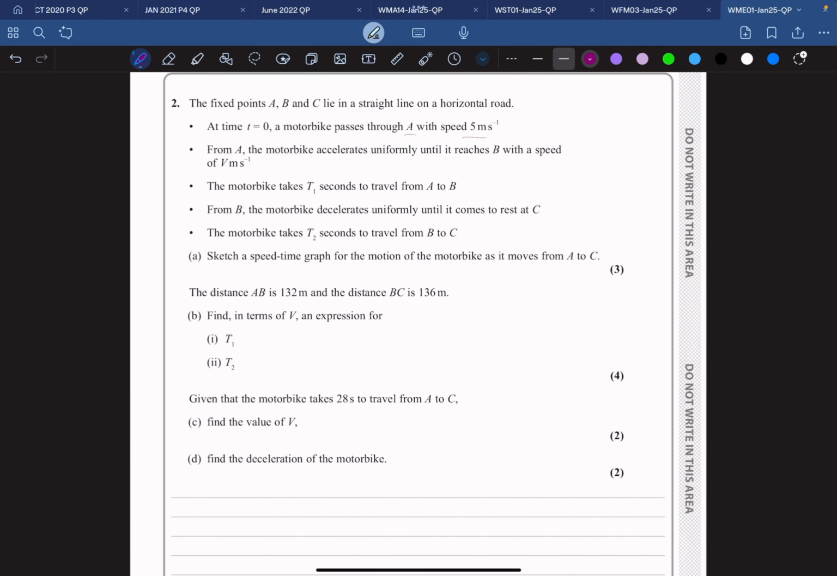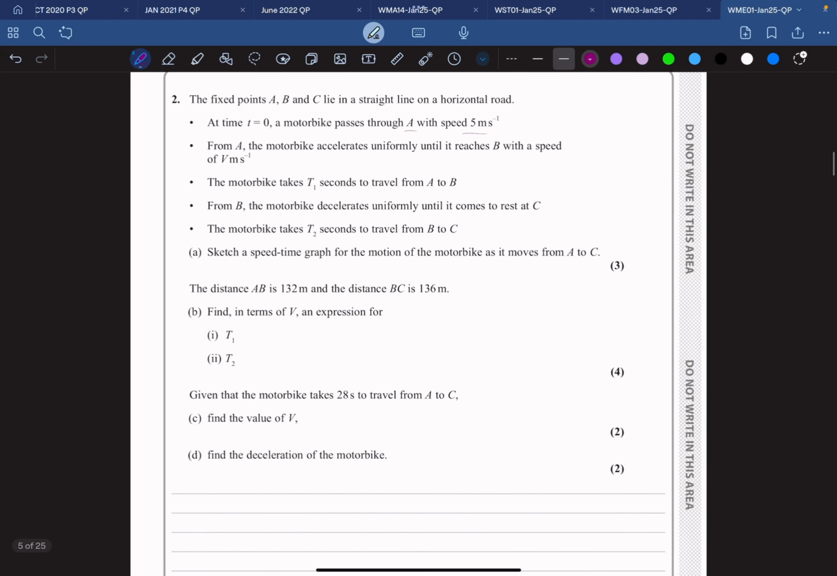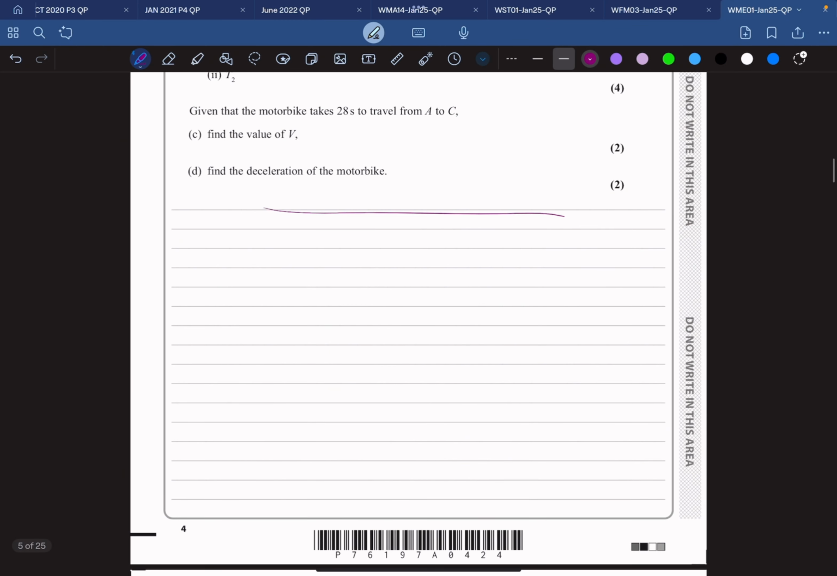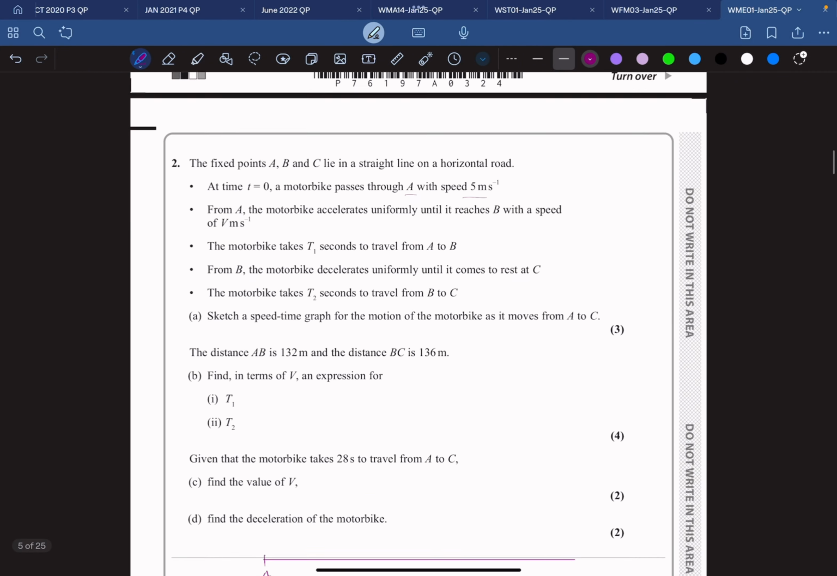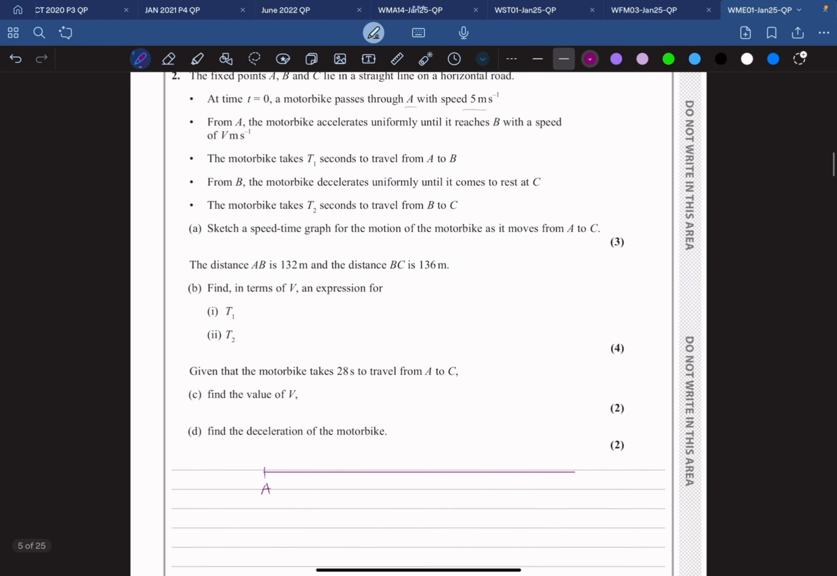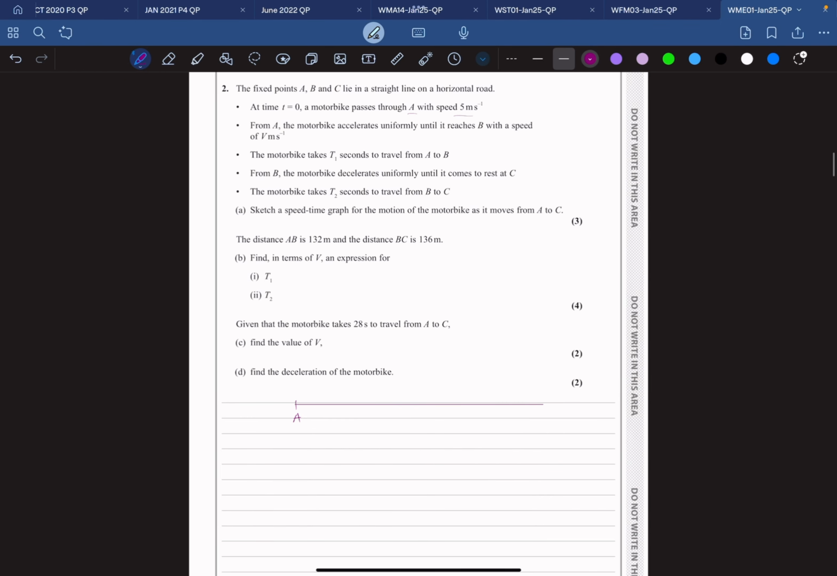At time t equals 0, a motorbike passes through A with speed 5 meters per second. So A is just a fixed point on a horizontal road in a straight line. So you have the line here. Let's say this is A, and the motorbike passes this point with a speed of 5 meters per second.